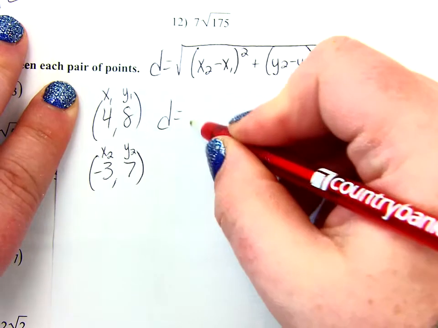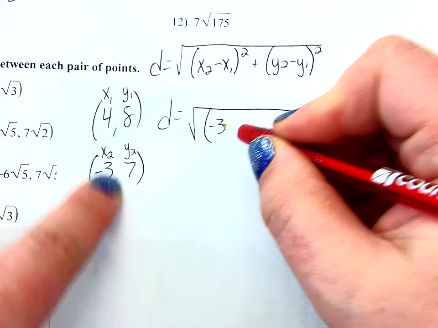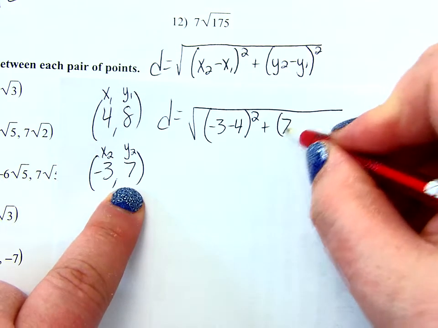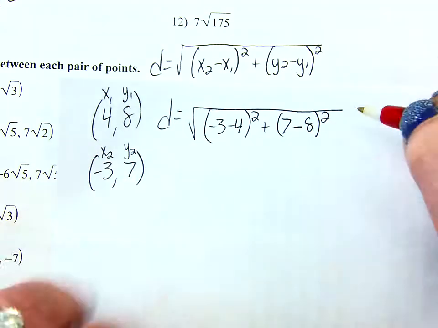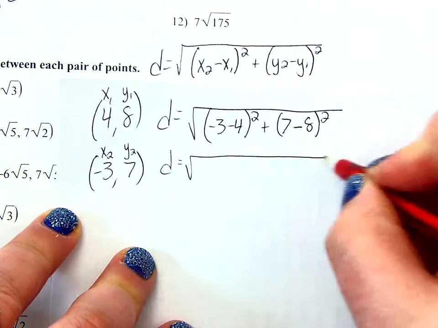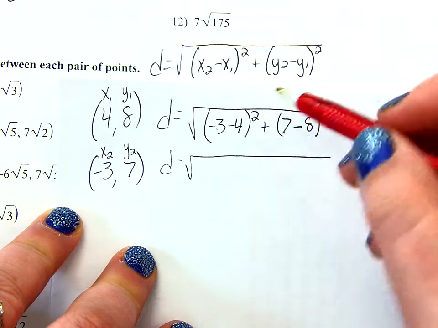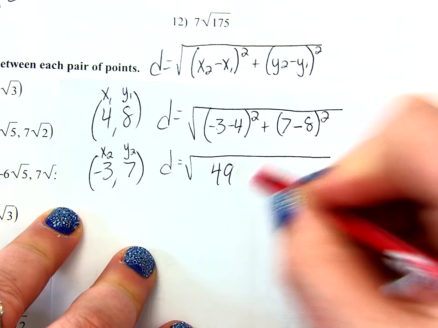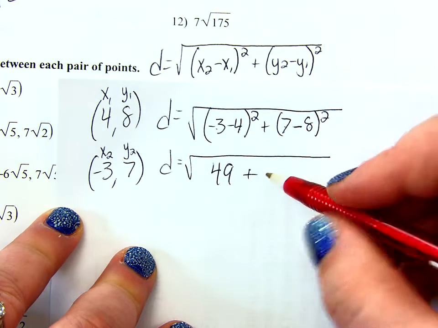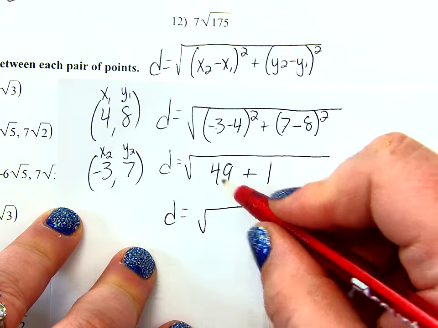So the distance between the two is equal to a big old square root. Subtract the x's. So -3 minus 4, close it and square it. y2, 7 minus 8, close it, square it. Now I just have to do the math. So -3 minus 4 is -7, and -7 squared is 49. Okay. 7 minus 8 is -1, but -1 squared is 1.